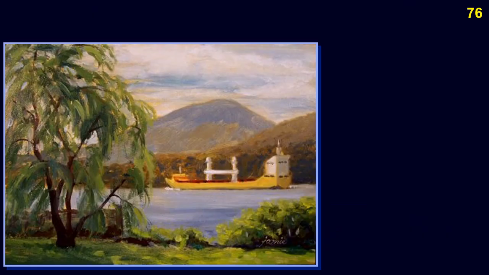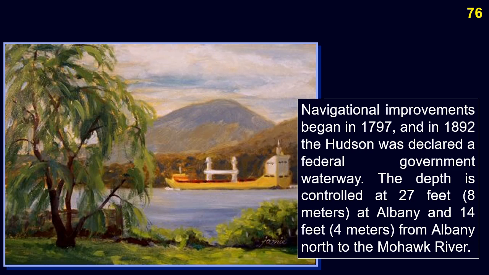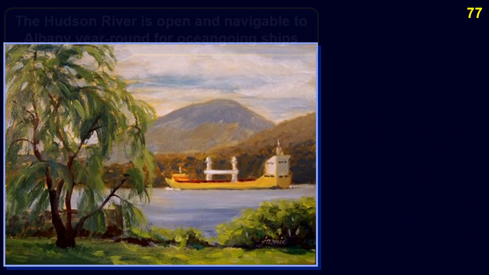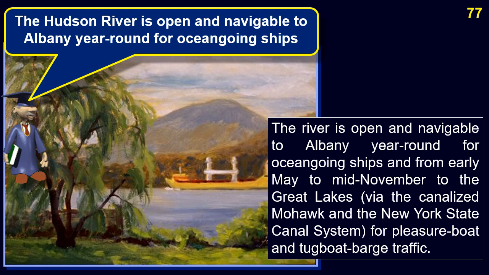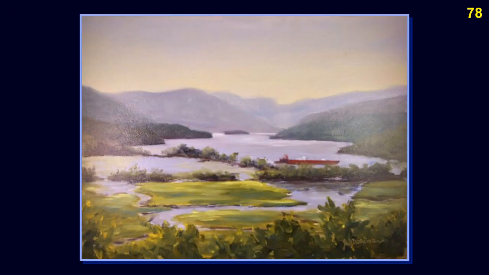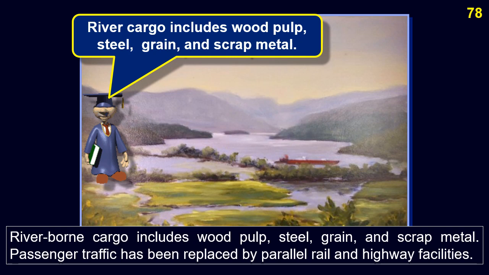Navigational improvements began in 1797. And in 1892 the Hudson was declared a federal government waterway. The depth is controlled at 27 feet, 8 meters, at Albany and 14 feet, 4 meters, from Albany north to the Mohawk River. The river is open and navigable to Albany year-round for ocean-going ships and from early May to mid-November to the Great Lakes via the canalized Mohawk and the New York State Canal System for pleasure boat and tugboat barge traffic. River-borne cargo includes wood pulp, steel, grain, and scrap metal. Passenger traffic has been replaced by parallel rail and highway facilities.